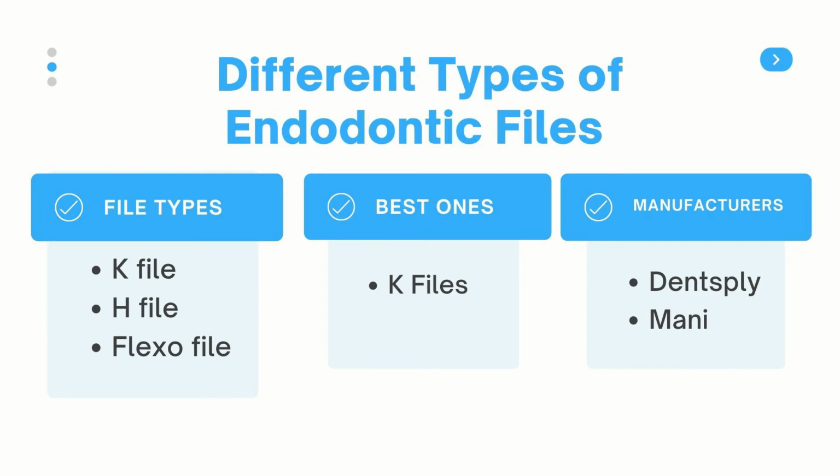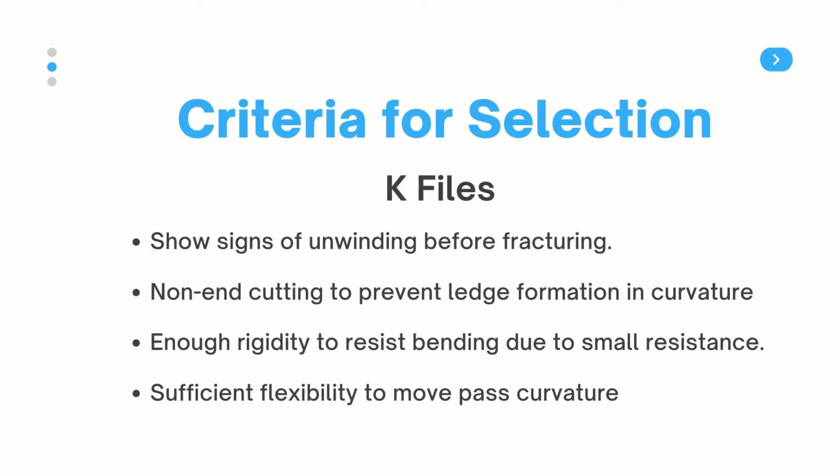But the most commonly used and the best files to be used as hand files is the K files. A lot of companies like Dentsply, Mani, etc. manufacture this K file. Now I will give you certain clinical tips for selection of a good K file. These K files should unwind slowly, or it should unwind before it fractures, so that it is easy for us to discard the files and instrument fragmentation does not happen inside the canal.